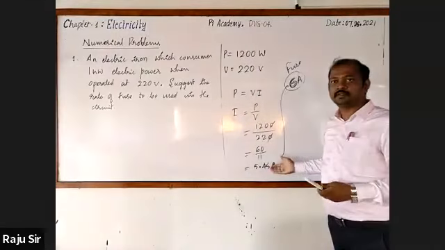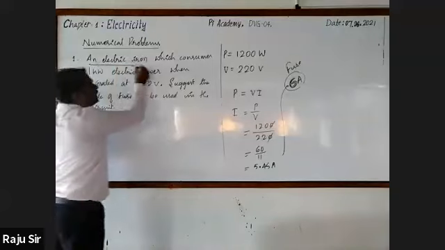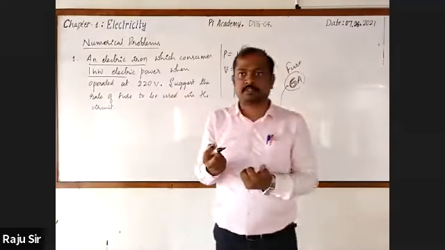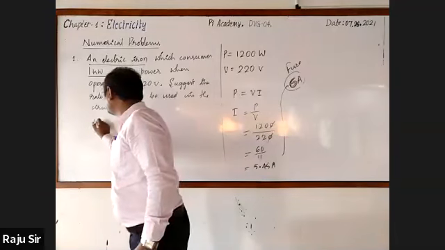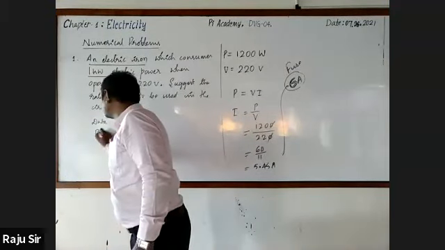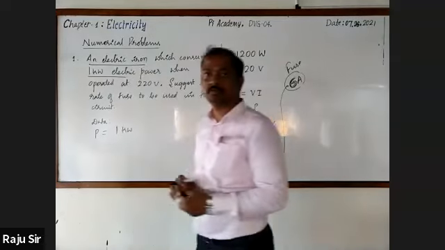Like this only. See, an electric iron which consumes 1 kilowatt electric power, that is its capacity. Here again, power is given. Please write with me the data. P is equal to 1 kilowatt.